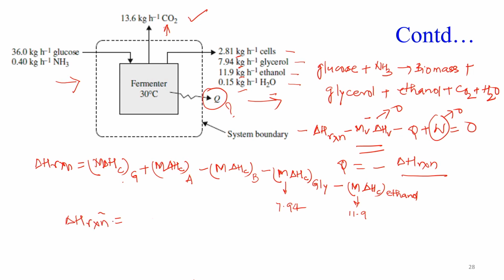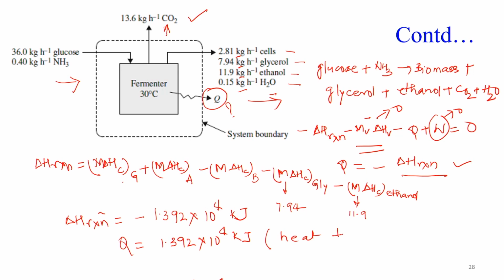reaction equals minus 1.392 into 10 to the power 4 kilojoule. So, as we know, this Q will be minus delta H reaction. So, Q will be again 1.392 into 10 to the power 4 kilojoule. So, positive value means this amount of heat has to be removed from the system.